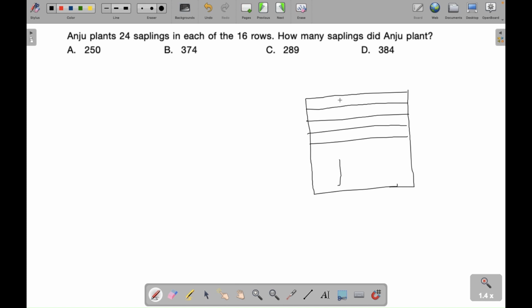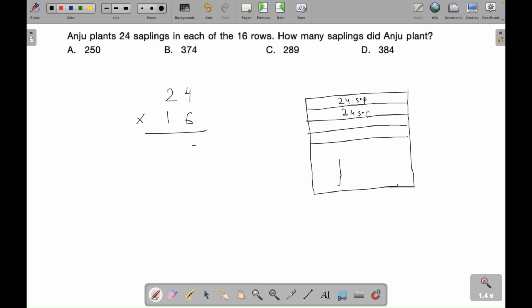So in the first row, she planted 24 saplings. Second row, she planted 24 saplings. So the same process she followed for each of these rows. So this looks like repeated addition. So for the 16 rows, we'll just have to multiply 24 with 16. See, this is less than 20, so if you remember the table for 16, this becomes easier for us to solve. But we'll do it by both the approaches.